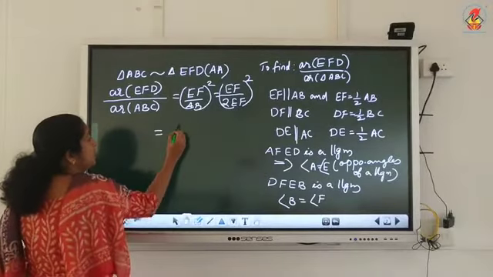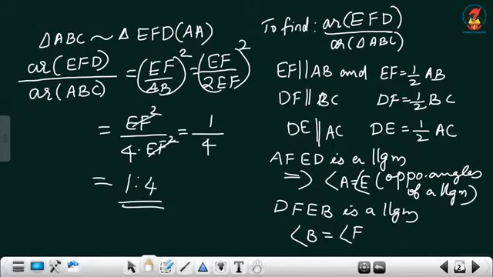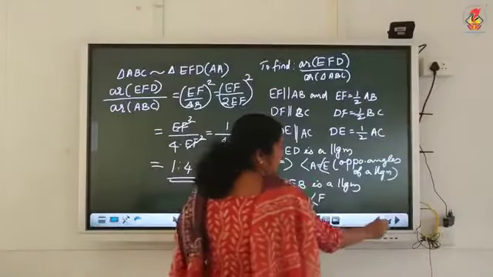Which is equal to EF square divided by 4 into EF square, which you can cancel, remaining 1 by 4. So, the required ratio is 1:4. Next question.